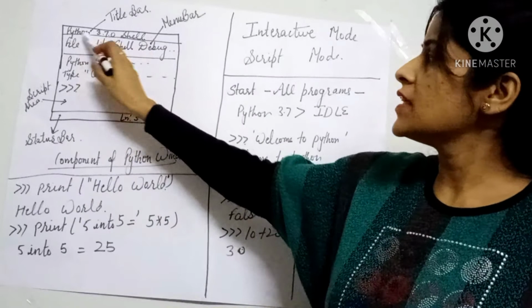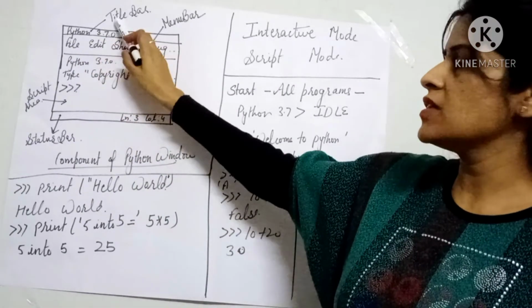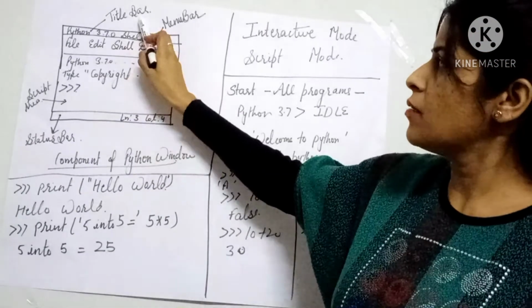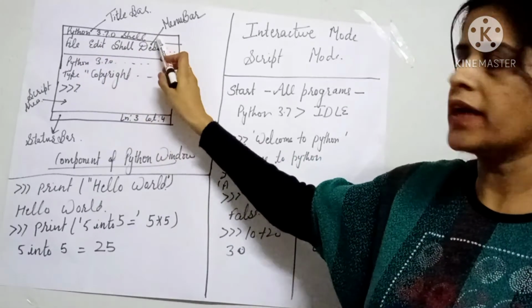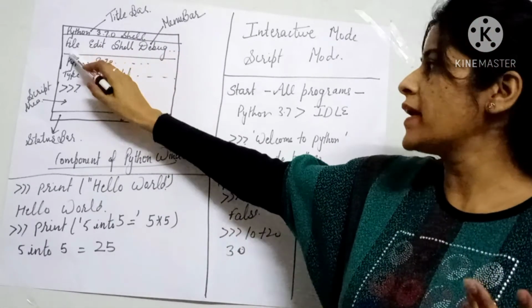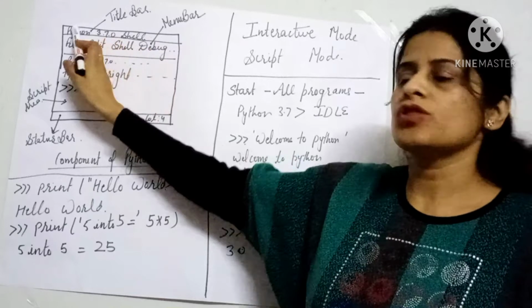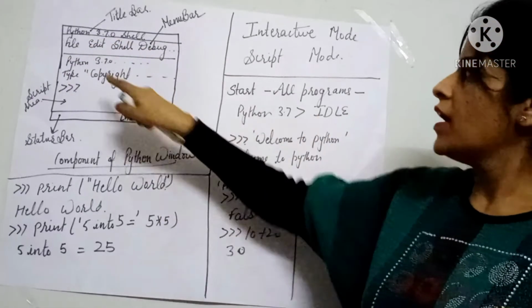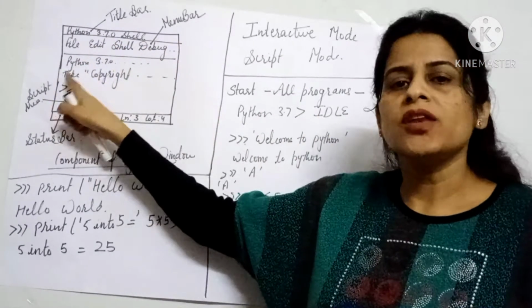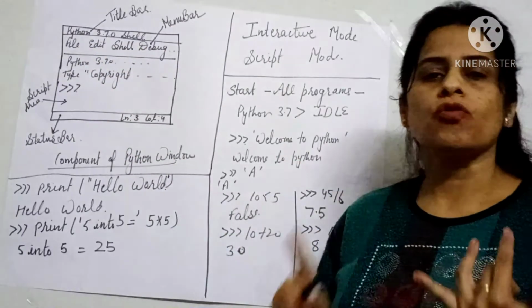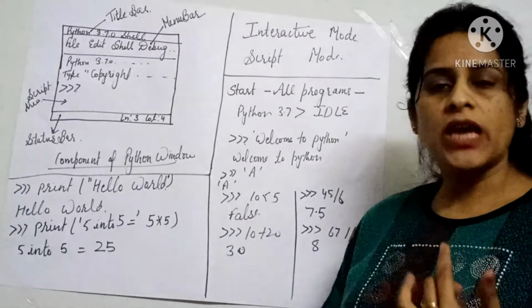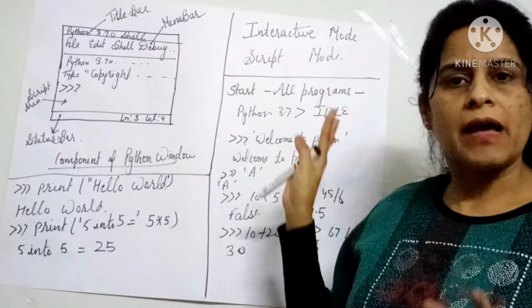In this window, the upper part is known as the title bar. The title bar shows the title of your Python, because we have downloaded Python 3.7.0, so it is shown there. After that, it will show you the menu bar. In the menu bar, it will show File, Edit, Shell, Debug, and many other tabs.